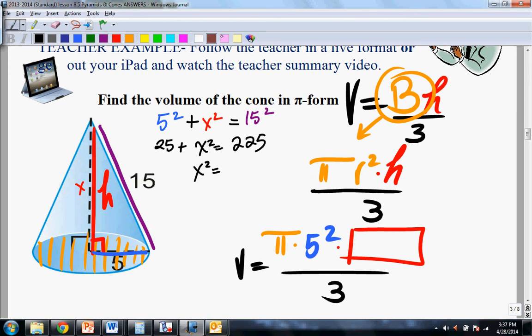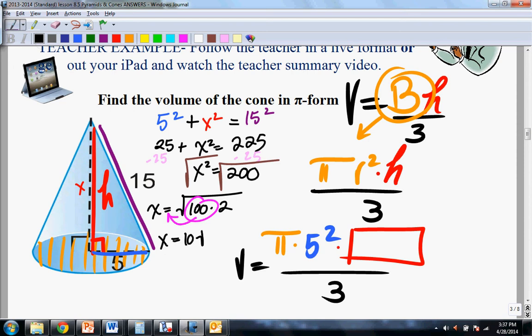We subtract 25 from both sides, so x squared equals 200. We square root. X equals, that's 100 times 2. 100 is perfect, it comes out. So our height here is going to be 10 root 2. Why am I using the exact radical form? Because I want exact pi form. So it's going to be 10 root 2.